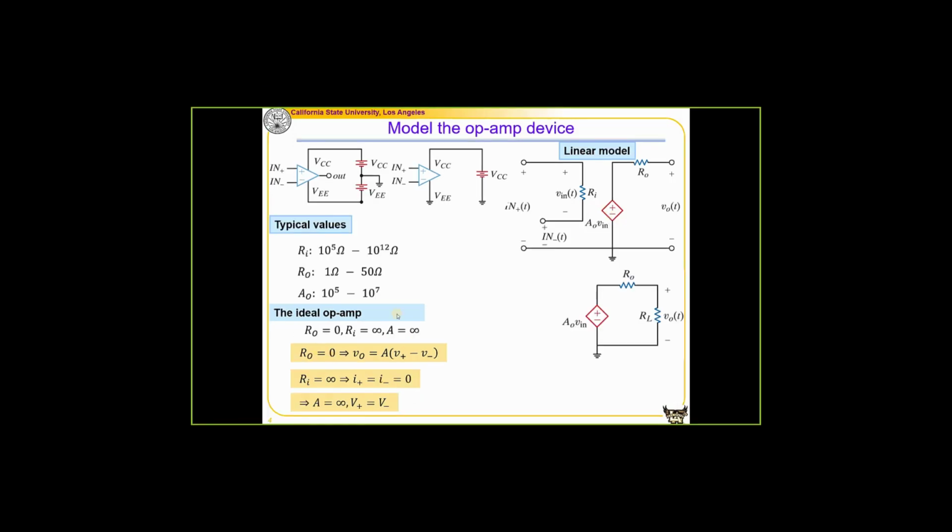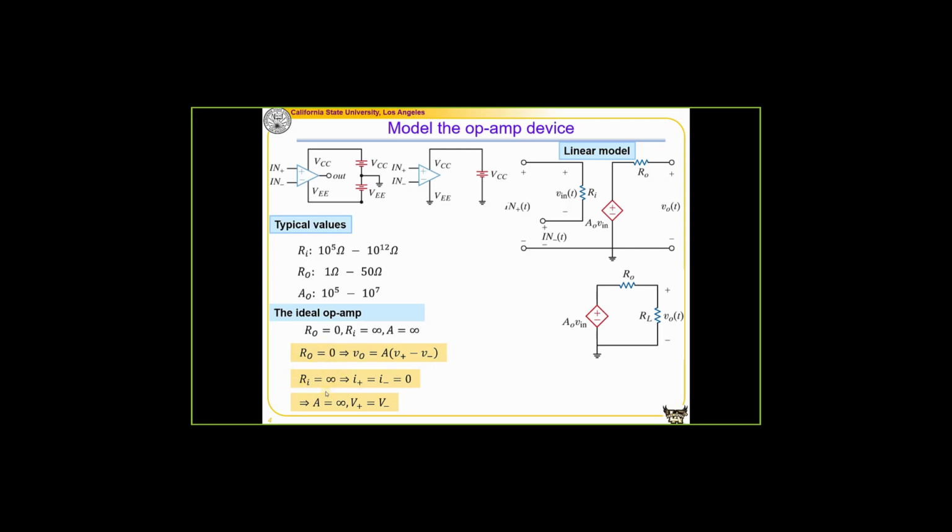If we look at RO that is equal to 0, assume that this resistor is 0, what will the output be? The output will be equal to AO times V in, right? V in is the difference between the V plus and V minus. So we call this node a voltage of V plus, and the other negative node we call V minus. So we can get a VO that is equal to A times (V plus minus V minus), right? That is the conclusion that we can get from the first assumption.